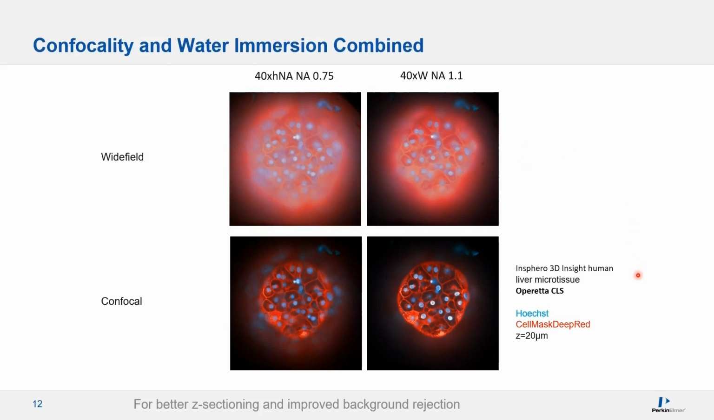So typically we'll apply confocal imaging for thick samples to remove the out of focus light. However, there are some differences in resolution when we are using either the air objective or the water immersion objective. Clearly you can see here the resolution is greatly improved when confocal imaging is combined with the water immersion objective.